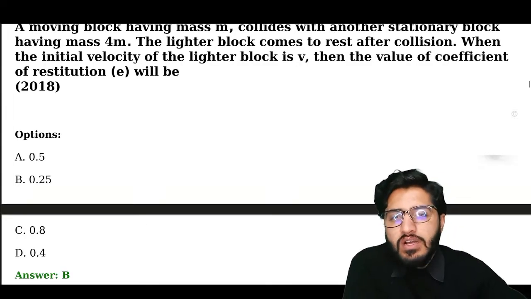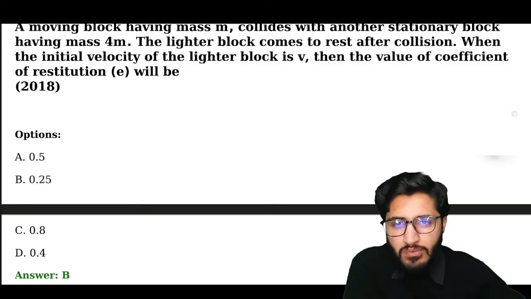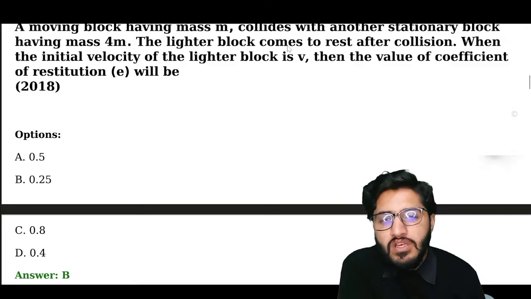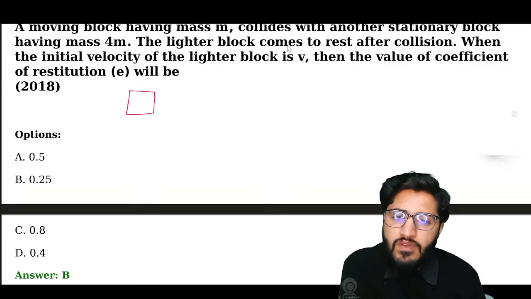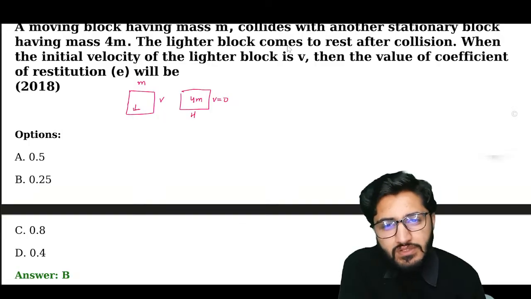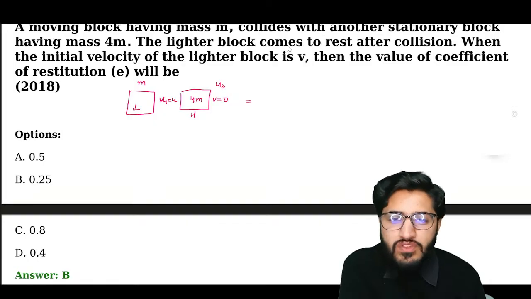A moving block having mass m collides with another stationary block. We have a moving block of mass m, moving with velocity v, which collides with another stationary block whose velocity is 0. It is 4m, so this is the lighter one and this is the heavier one. The lighter block comes to rest after collision. That means I can write u1 is u, u2 is 0.